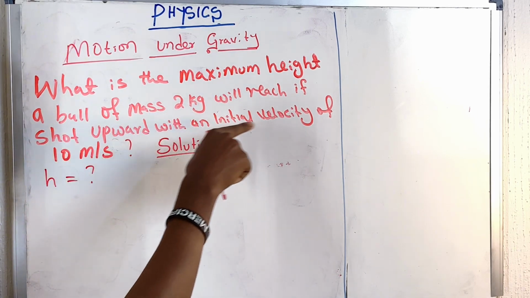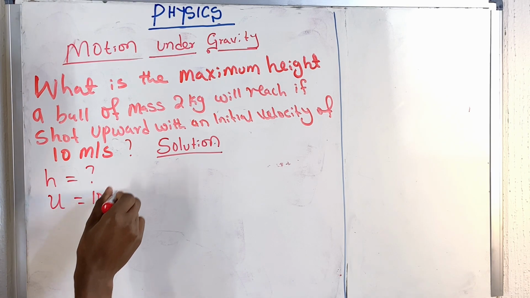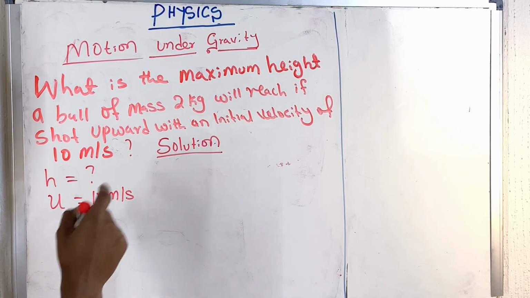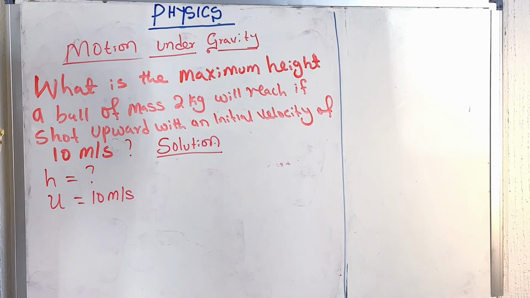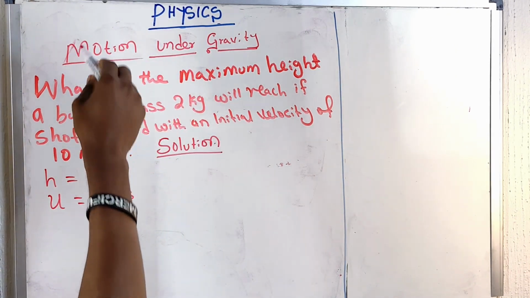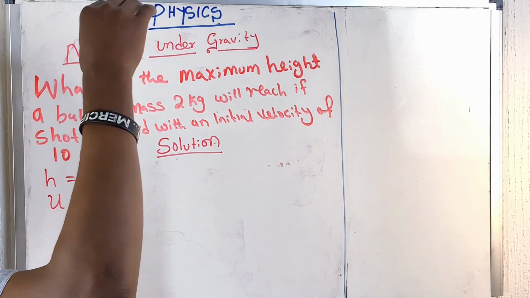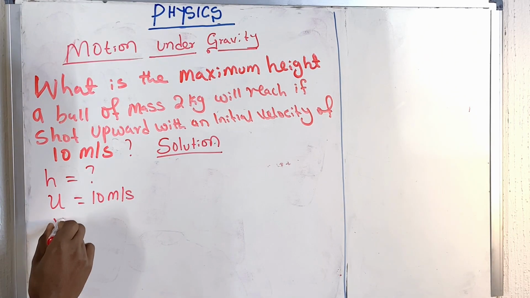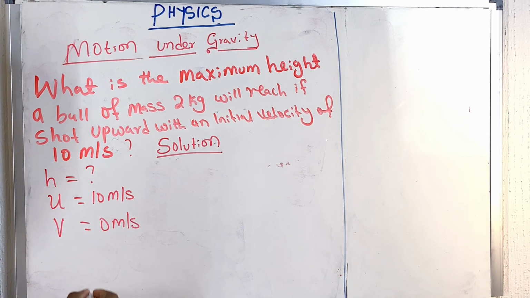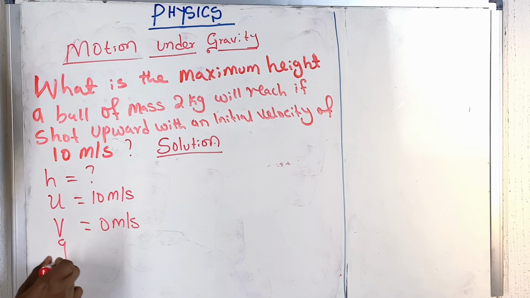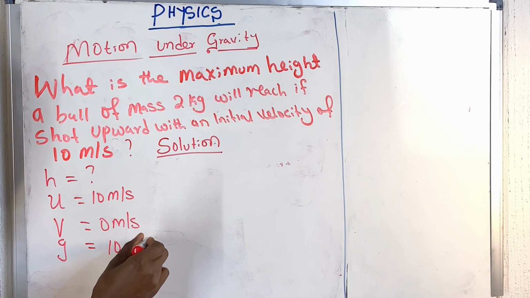We are given the initial velocity u to be 10 meters per second. What again can we find out from this? Remember, this is an object going upwards. When an object is going upward, at the maximum height or the maximum level it can reach, its final velocity v is 0 meters per second. And acceleration due to gravity g is always 10 meters per second squared.